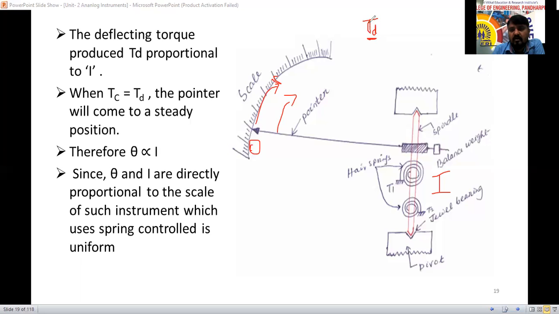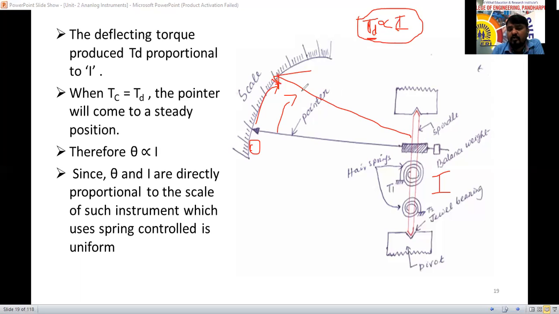Yes, sir. Okay, so this deflection is because of the current flowing through this coil. So TD is directly proportional to the current. How much current flows, that much deflection occurs. So the deflecting torque is because of the supply current. Once the deflection is done, the pointer has gone to some place and I make the current 0. I will become 0.